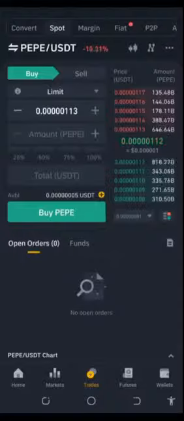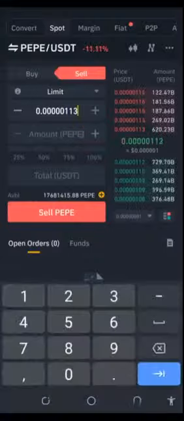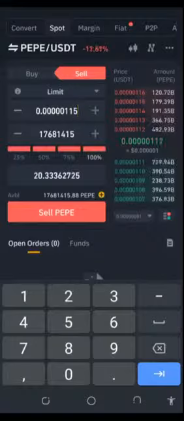As you can see, it has already bought. The next thing now is for us to quickly set our sell limit. Don't forget that what we set as our buy limit was 113. So for our sell limit, we're going to take it to 115. To do this, we just have to pick up 100%.